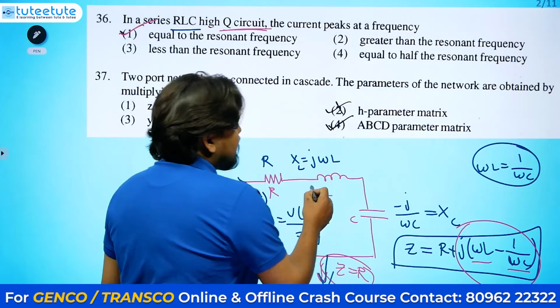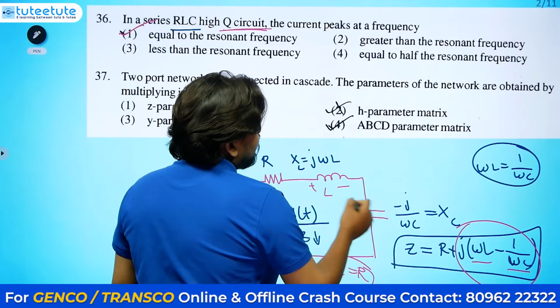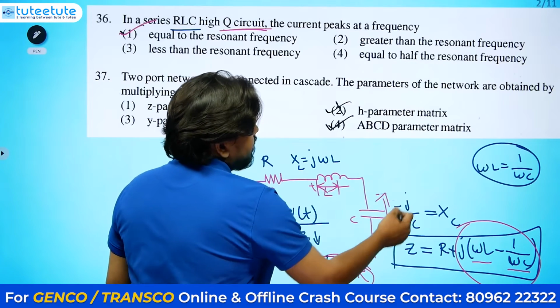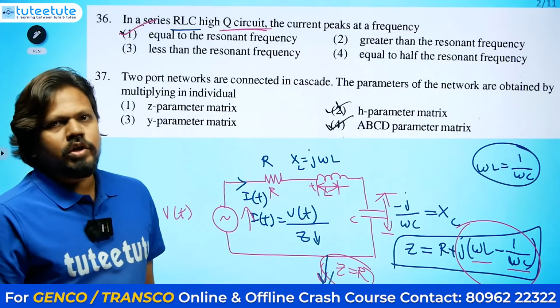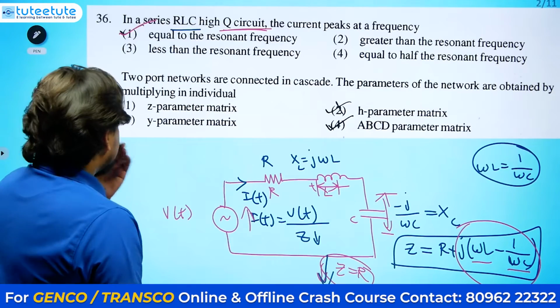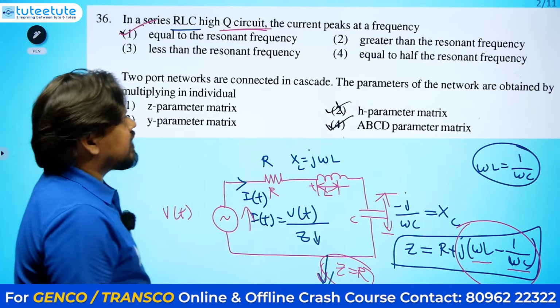So many points are there here, like what is the voltage across this, what is the voltage across this, these are also some of the points. Anyhow, the answer is the resonating frequency. Okay, so next question. Two port networks are connected in cascade.